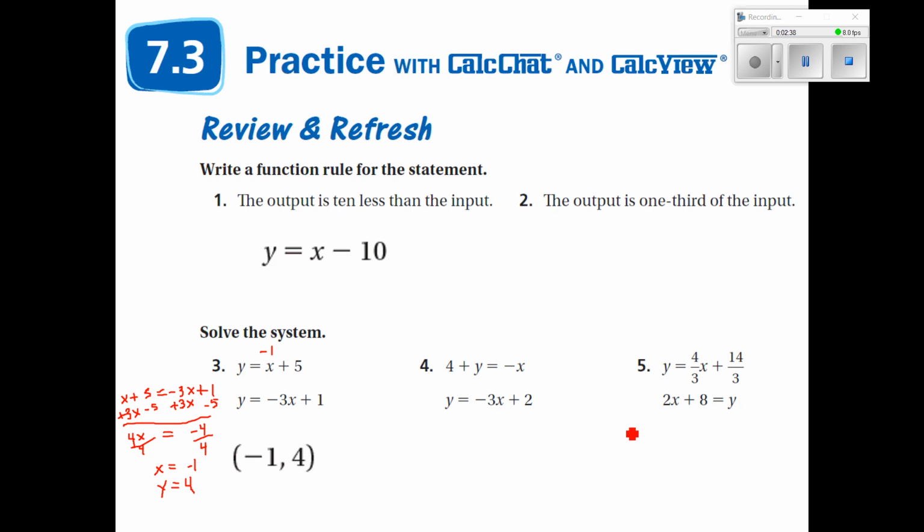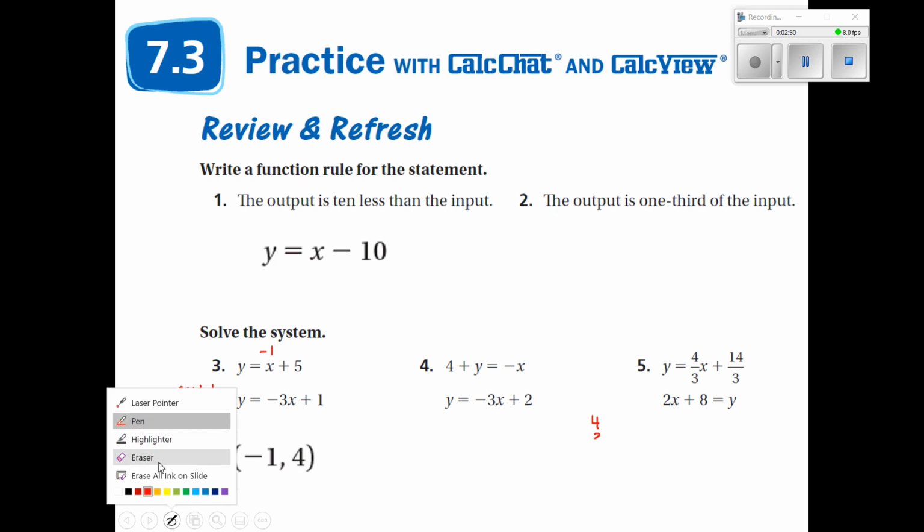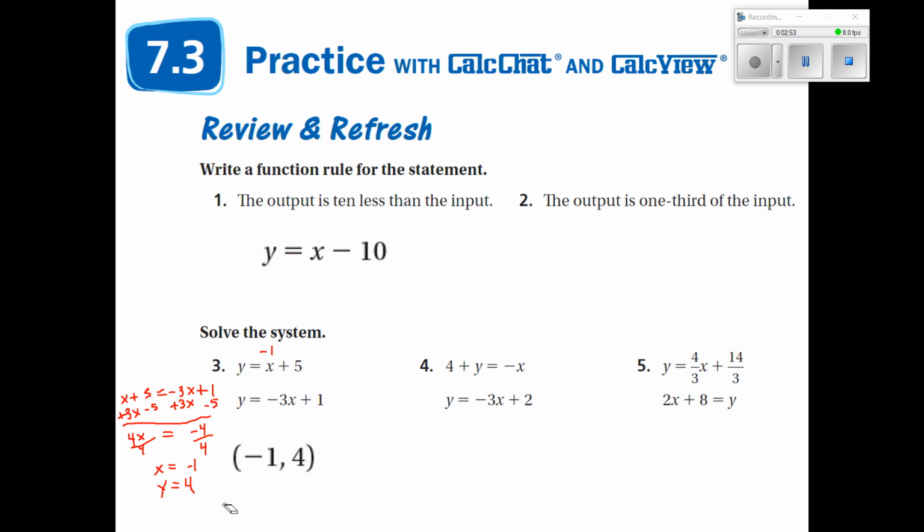So we're going to do the same thing. We're going to put 4 over 3x. You know what? Let me move that over a little bit. I don't really want that getting in the way of the answer being revealed. I think I'll do the work over here where 4 is. I'll put 4 over 3x plus 14 over 3 got to be equal to 2x plus 8.